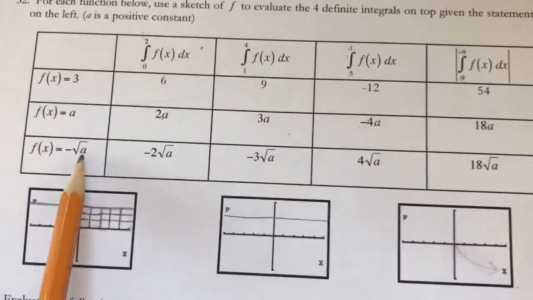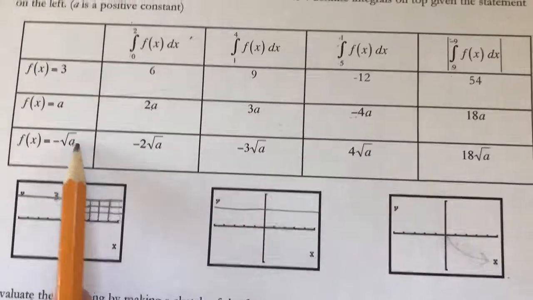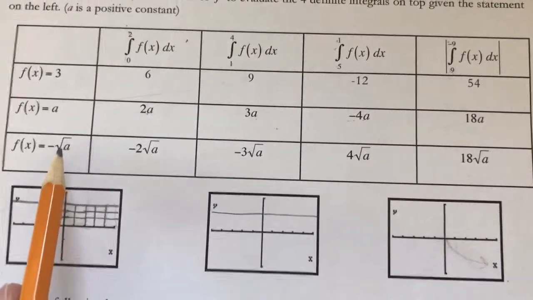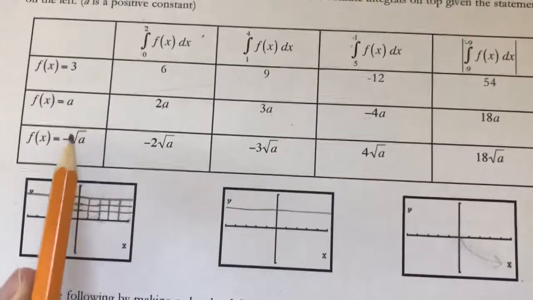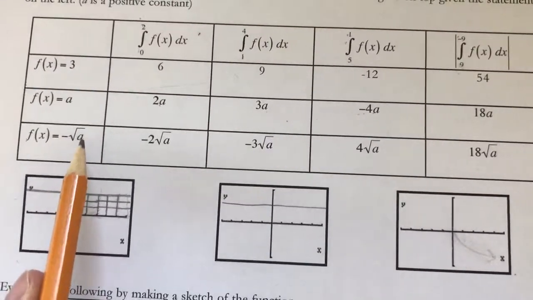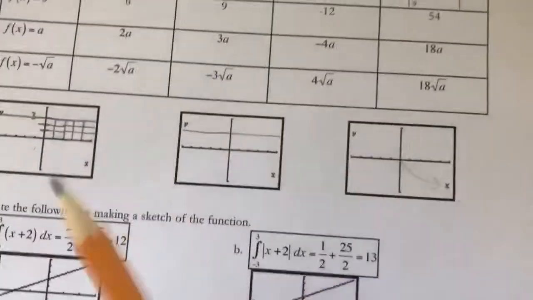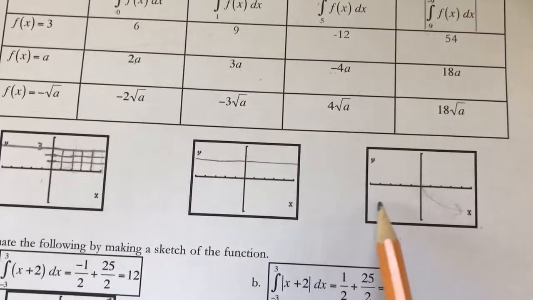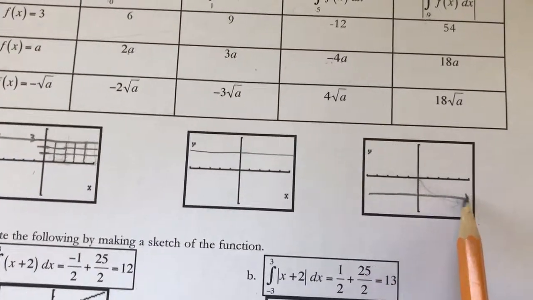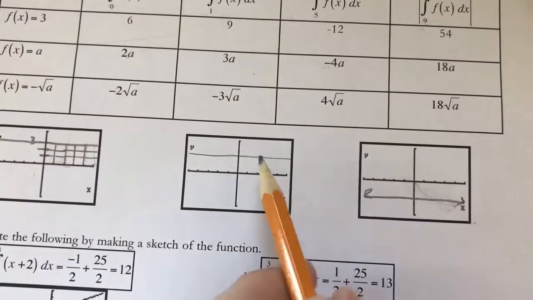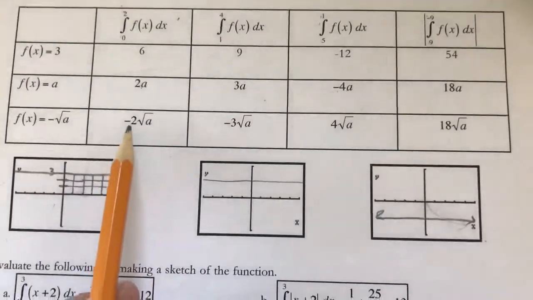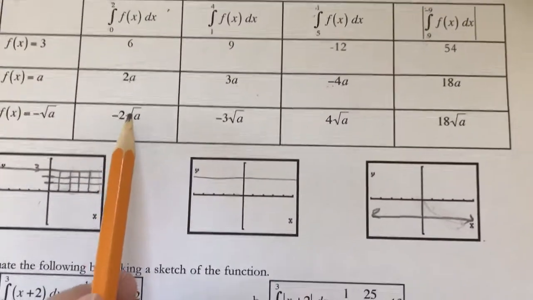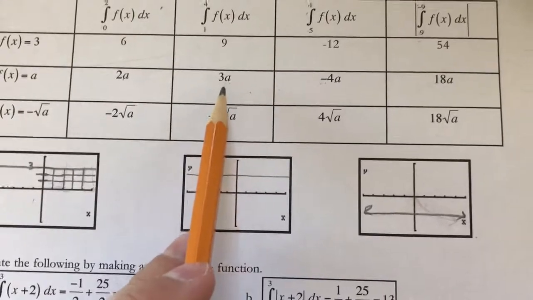The square root of x would look like that, but the square root of a, since a is a constant, is just the square root of a number. So for example, if a was 4, this would just be the square root of 4, which is 2, so that would just be negative 2. So even though it's a square root, it's still a constant function, just like these two were. So the fact that it's negative is why it's negative 2, and then the square root of a, negative 3, just like the second row.